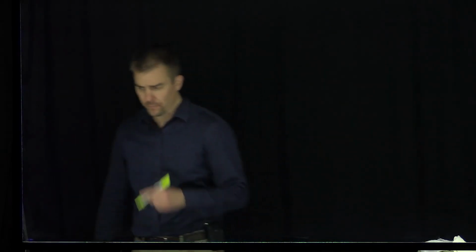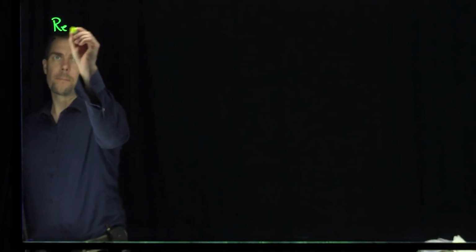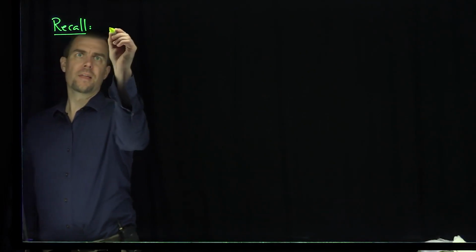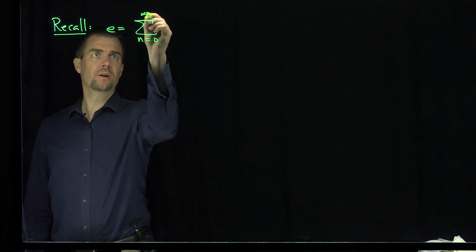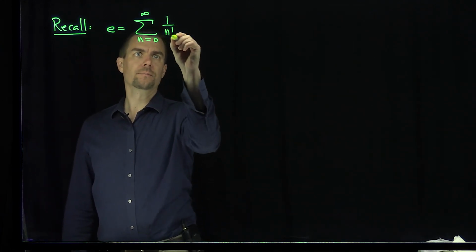Hello students, and this video will prove that e is not a rational number. What we do is we recall that e is defined by this relationship: the sum, n goes from 0 to infinity, of 1 over n factorial.